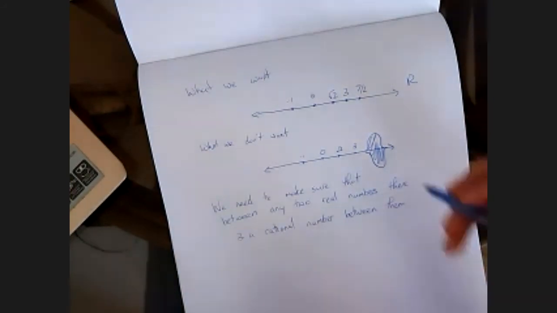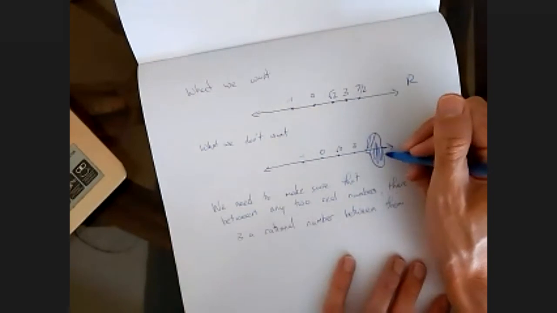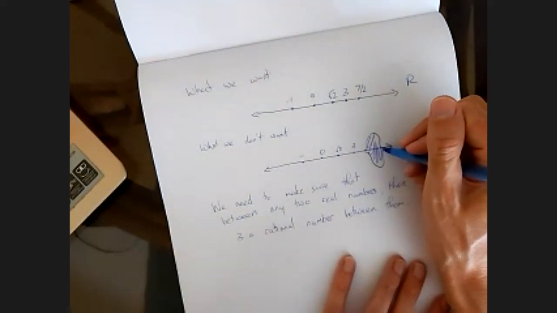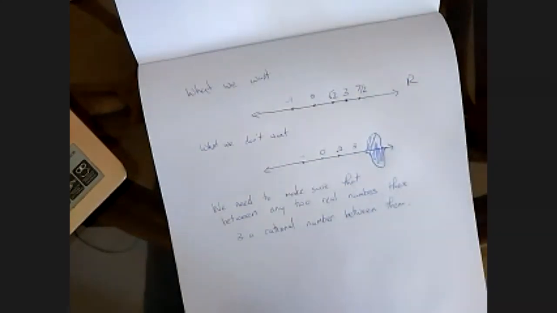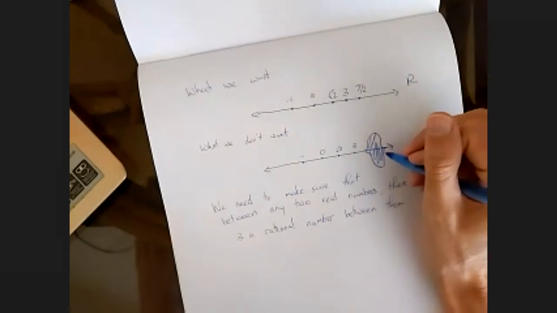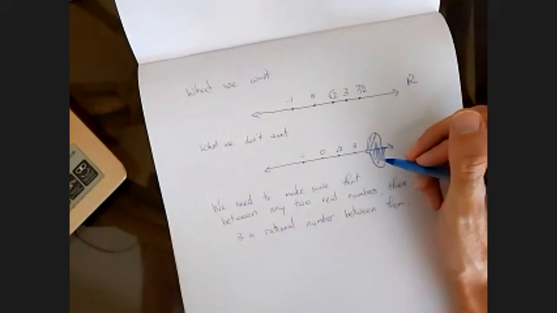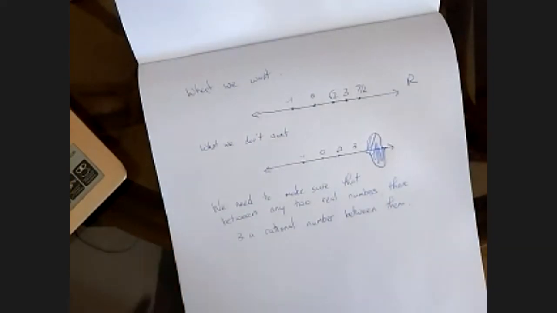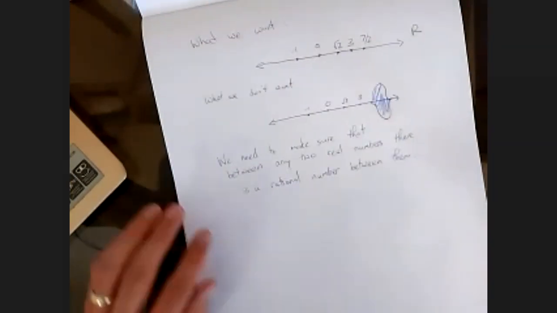And it just means I didn't add a huge blob of real numbers which has nothing to do with the rational numbers. Such a blob would be kind of unnecessary, and I shouldn't have done that. So we need to make sure of that.